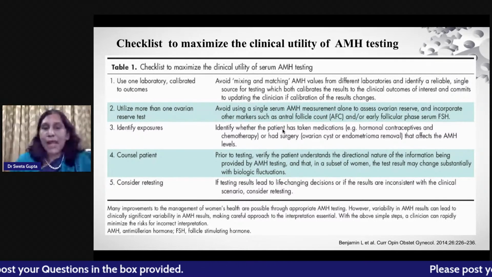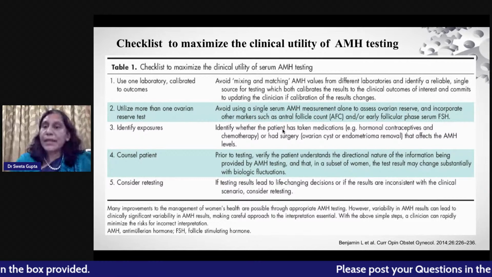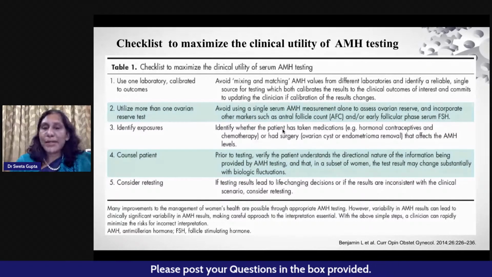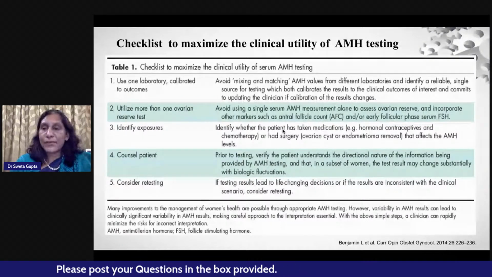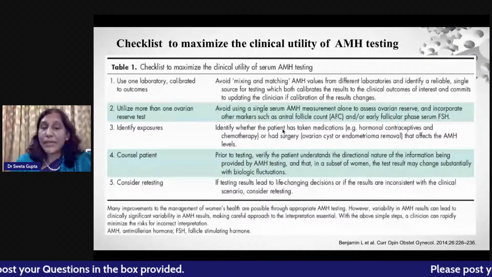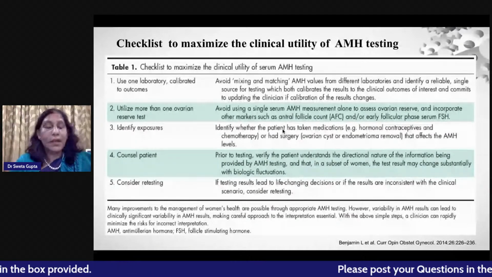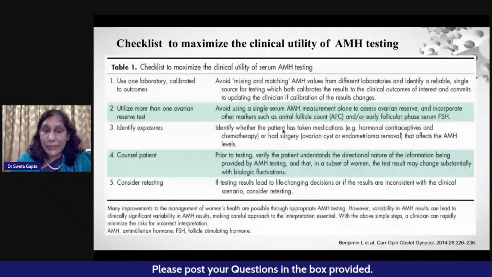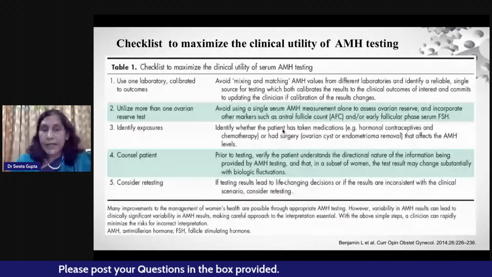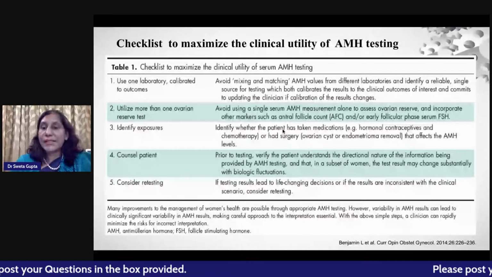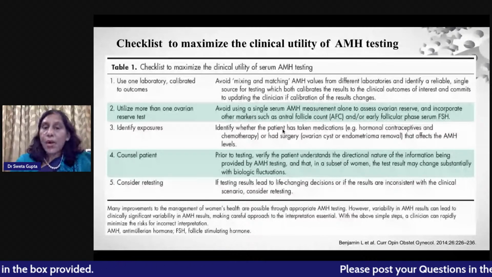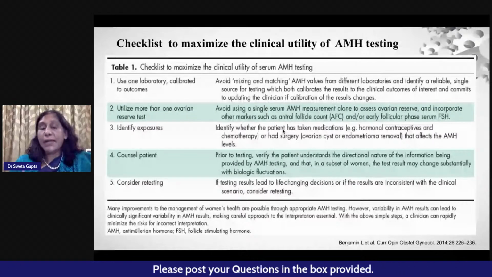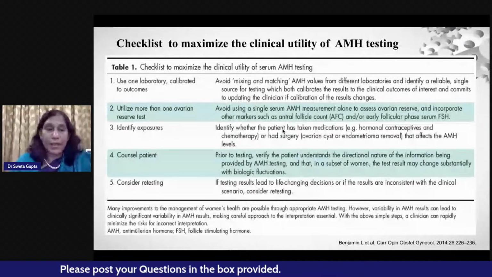So you avoid mixing and matching values from different labs and identify a single reliable source for testing, which both calibrates the results to the clinical outcomes of interest and commits to updating the clinician if calibration of the results changes. Second, utilize more than one ovarian reserve test. Avoid using a single serum AMH measurement alone to assess ovarian reserve. Incorporate other markers such as AFC or an early follicular phase serum AMH.